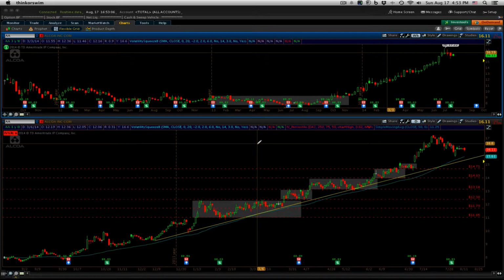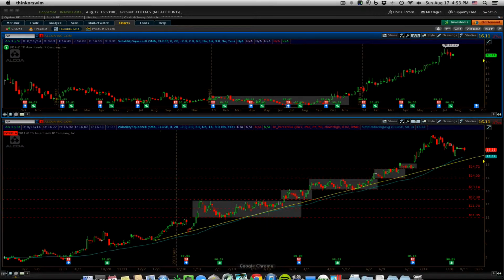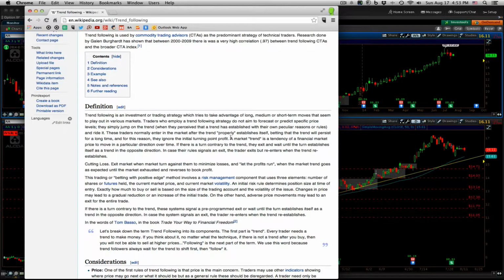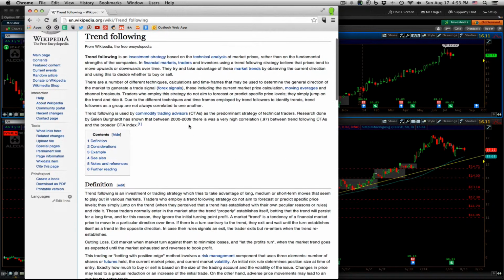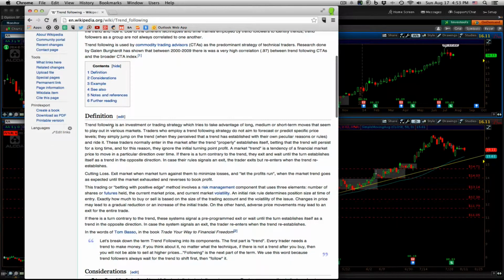So the first thing I want to go over is what exactly is trend following. I am a trend follower. The blog is developed for people who want to learn how to be trend followers, and I just went to Wikipedia and got a quick definition, and it says trend following is an investment or trading strategy which tries to take advantage of long, medium, or short-term moves that seem to play out in various markets. Traders who employ a trend following strategy do not aim to forecast or predict specific price levels. They simply jump on the trend and ride it.